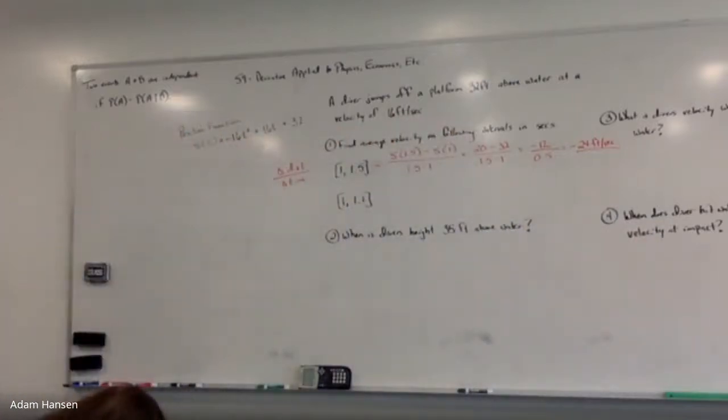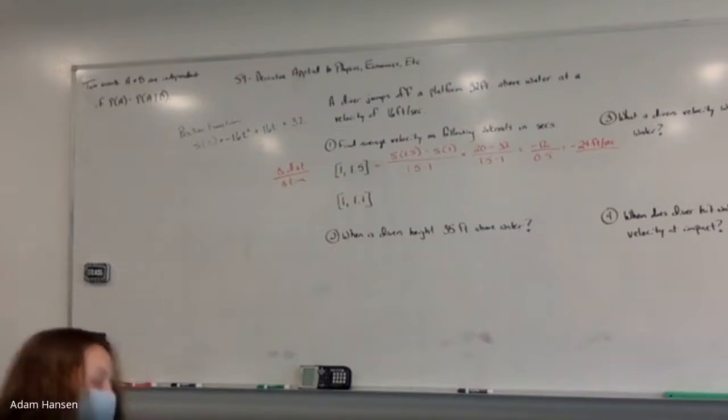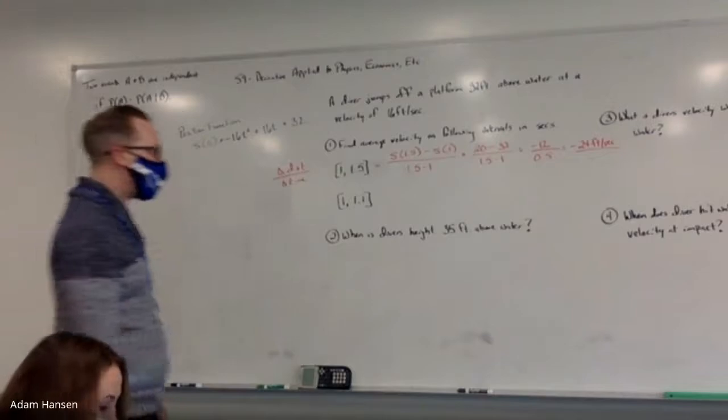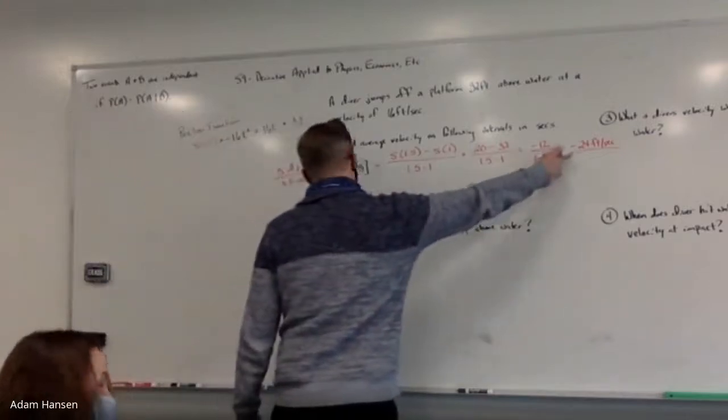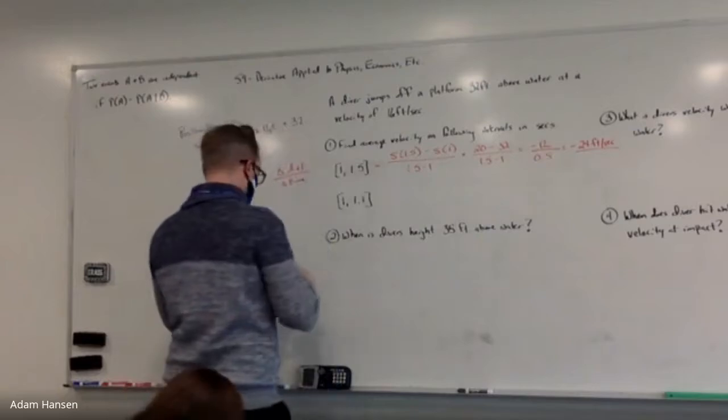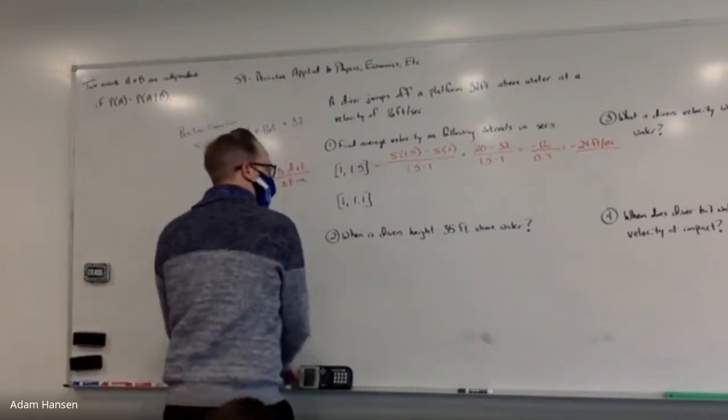Does that mean that he's traveling at 24 feet per second at 1 second? Is his speed 24 feet per second at exactly 1 second? No, that's not what average rate of change tells us. Just like I'm not driving 50 miles an hour the entire time it takes me to drive to Iowa City. It's just that this is my average speed. Why is it negative? Obviously, he's going down. Got that.